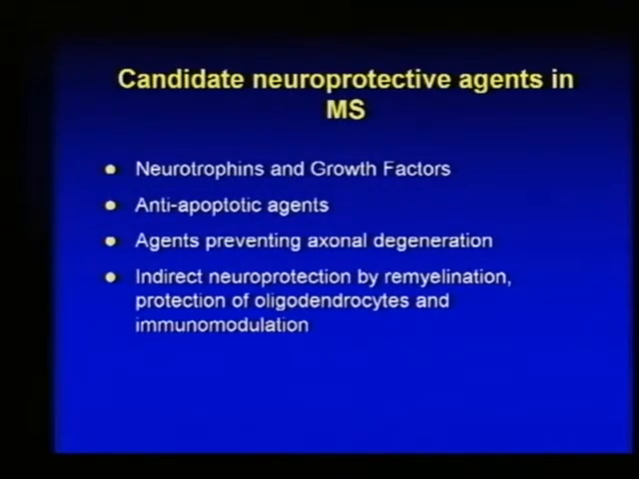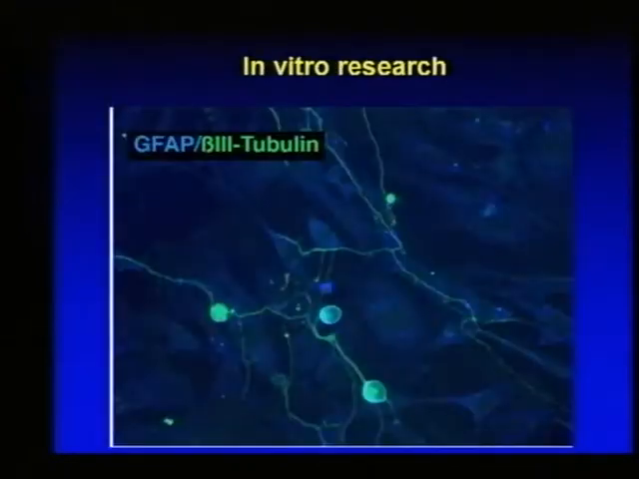Also, remyelination strategies, so helping the body re-insulate these nerve fibers, would be helpful for two reasons: the nerve fibers would conduct impulses faster when they've got the insulation, but also there's evidence that demyelinated nerve fibers are more vulnerable to injury by inflammatory mediators.